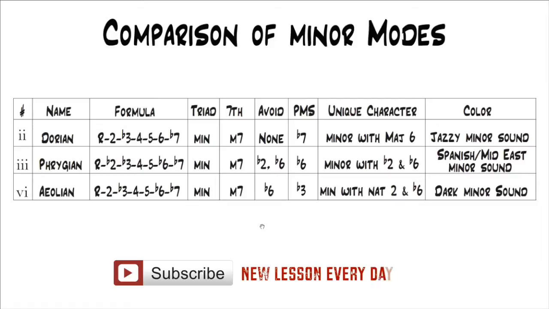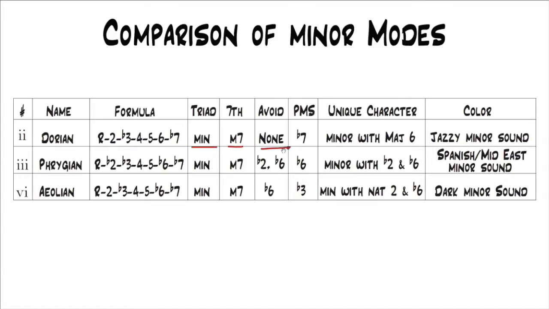Now we have this chart with all the minor modes together. Dorian is your second mode, Phrygian is your third mode, and Aeolian is your sixth mode. Dorian is root, 2, flat 3, 4, 5, 6, flat 7. It's your brightest minor mode. It's a minor triad, minor 7 chord. No avoid notes, so you don't have to worry about avoid notes. Parent major scale is a flat 7. And the unique character is that it's a minor triad with that major 6. It's the only minor mode with that major 6 in the major scale. And it has a jazzy minor sound. You hear it a lot in jazz, blues, and funk.